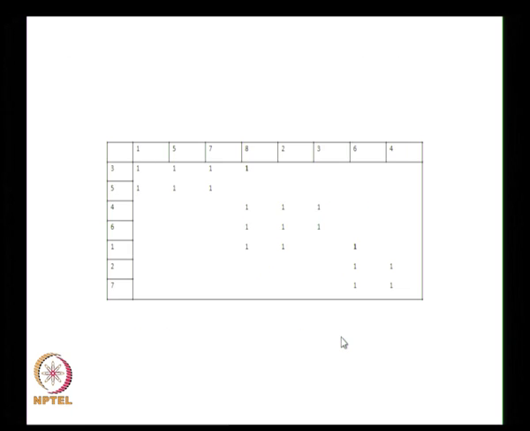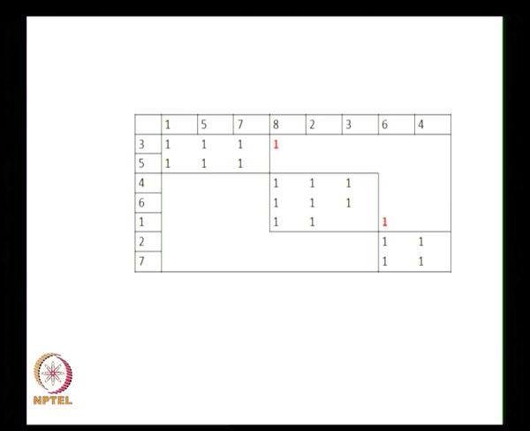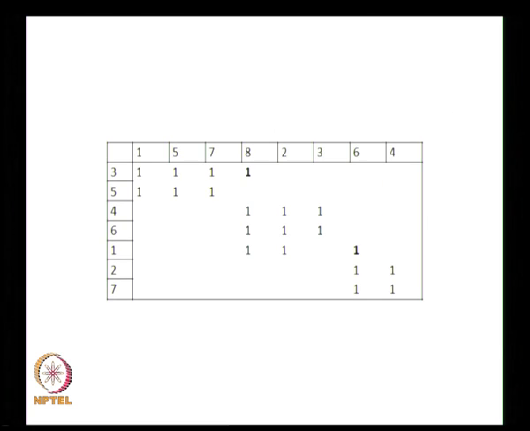Now it is rearranged according to this order 1, 5, 7, 8, 2, 3, 6 and 4. Now this is the rearranged order after rank order clustering. Now when we look at this, we observe that we will get a structure like this. Now from this structure, you see that the rows are in the order 3, 5, 4, 6, 1, 2, 7. Columns are in the order 1, 5, 7, 8, 2, 3, 6 and 4.